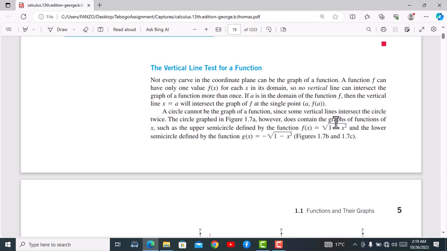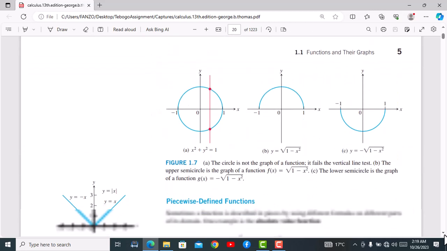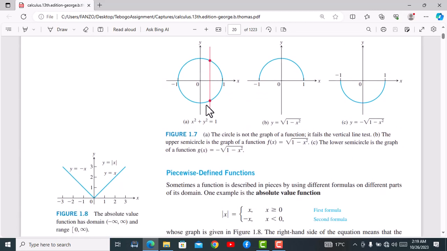So you have the upper semicircle where the values of y are positive, and you have the lower semicircle where the values of y are negative. And we can have a graphical representation of that. So this is what we have. The graph of x squared plus y squared equals 1. The radius is 1. This is a unit circle, and we can see that it fails the vertical line test. Why? Because for one value of x, we have two different values of y. So x is mapped to more than one value of y, therefore it fails the vertical line test.